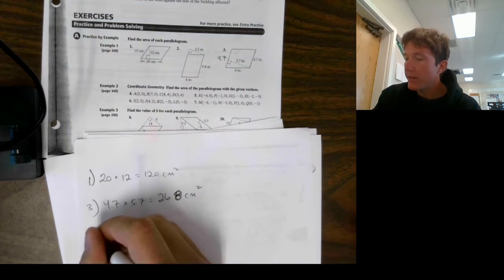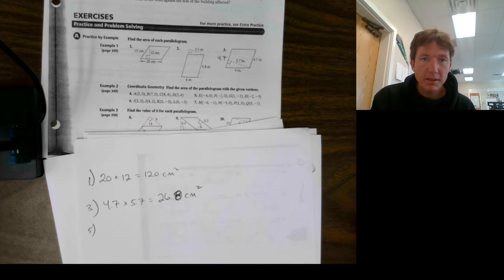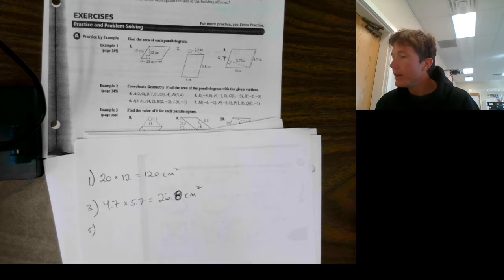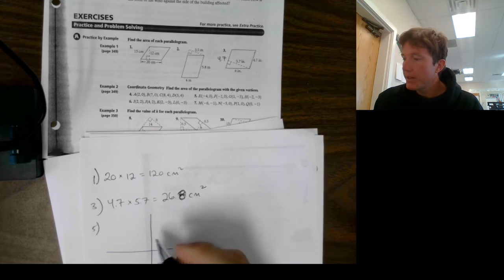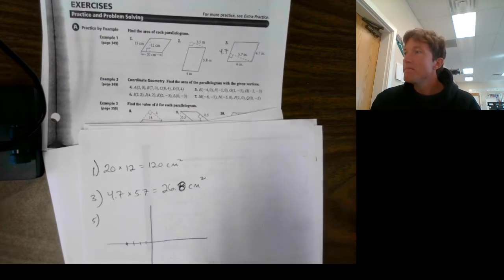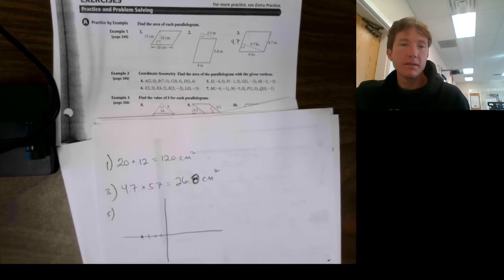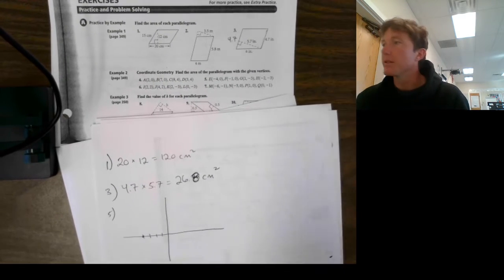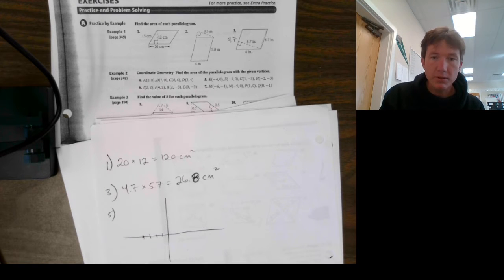Alright, moving on. Number 5, this is coordinate geometry. We need to find the area of the parallelogram with the given vertices. The vertices they give us, I'm going to draw a crude graph here. E is negative 4, 0. Y'all can see that there. Let's see what this... No, that doesn't zoom in. I don't have a way of zooming in here.